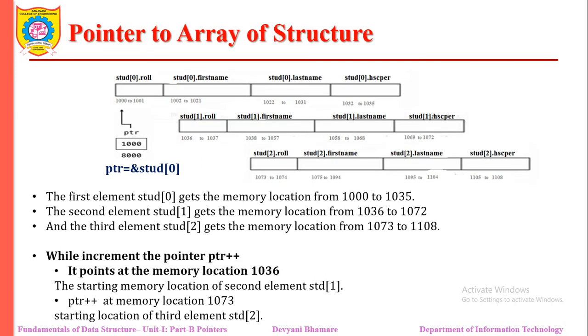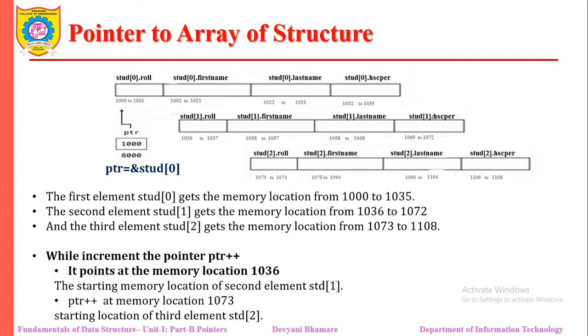Now, how are we going to use it? We have seen that if there is a structure array, we use the dot operator. If we are using pointers, what do we need to do? We use ptr arrow roll number, ptr arrow first name, ptr arrow last name, ptr arrow HSC percentage. When ptr is pointing to the 0th element and we increment ptr++, it will point to the second element. Again it will say ptr arrow roll number, ptr arrow first name, and so on. In this fashion, we can access the elements of an array of structure.